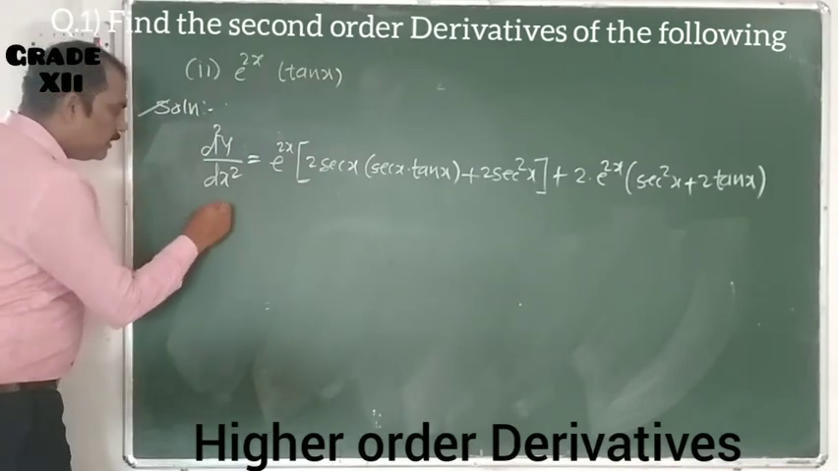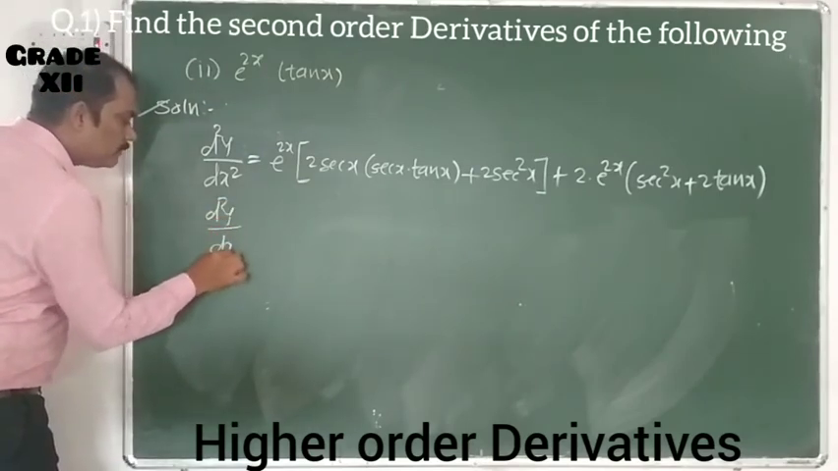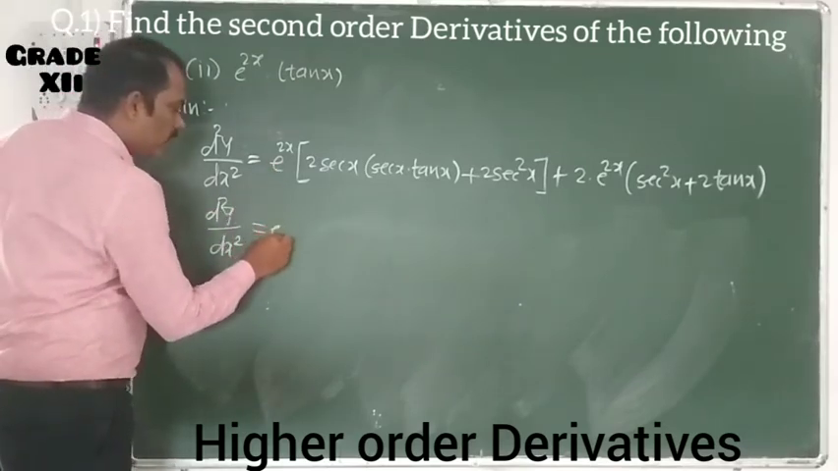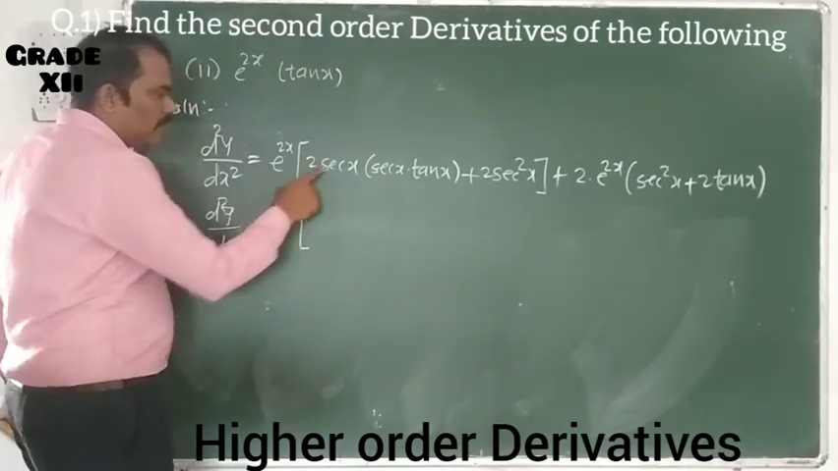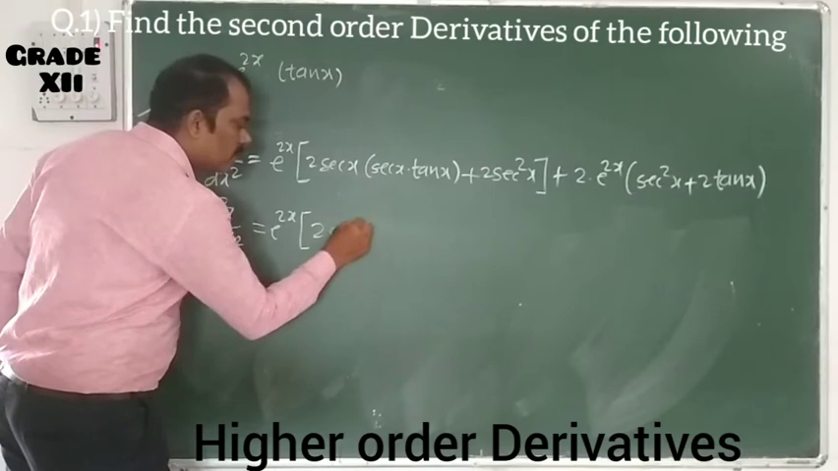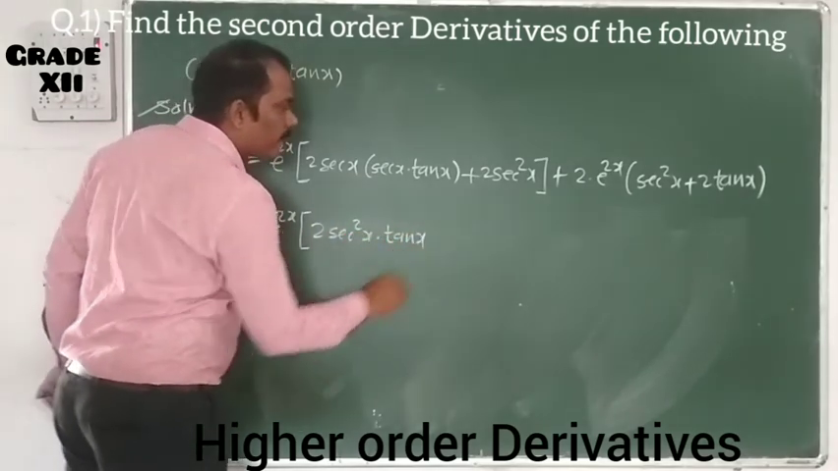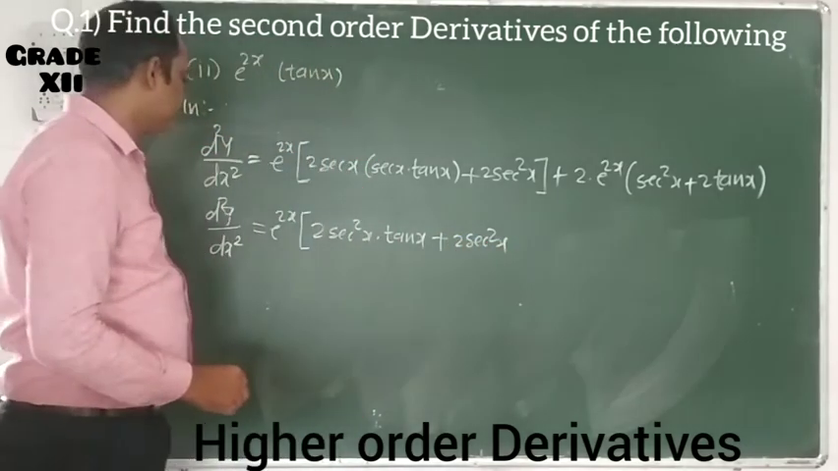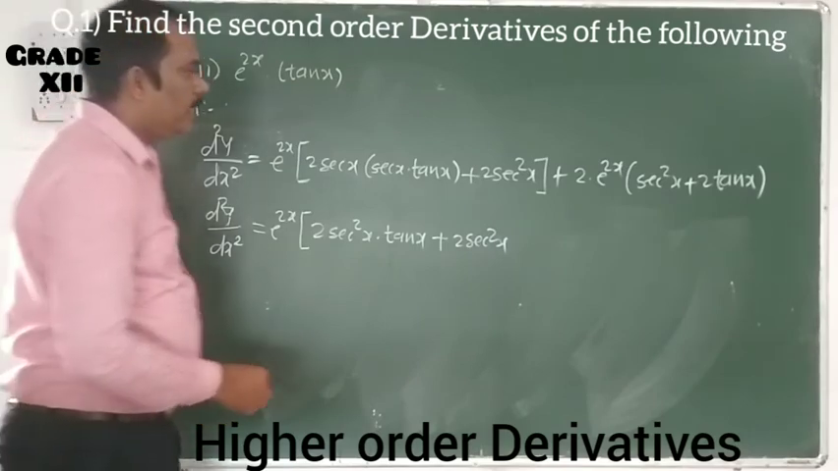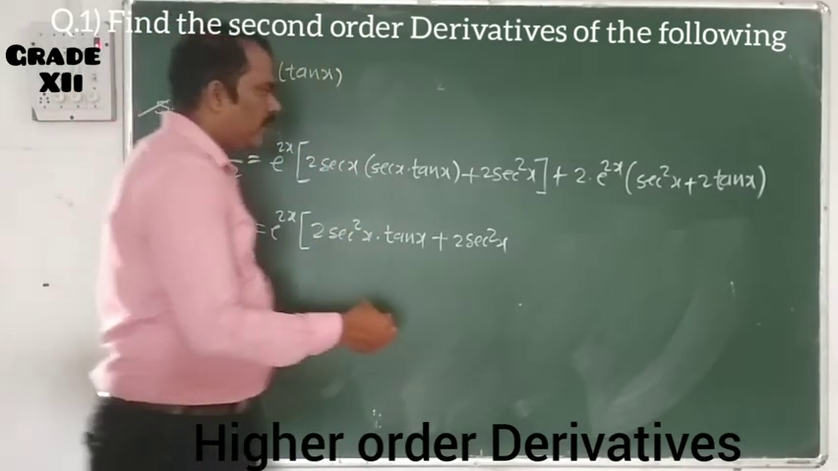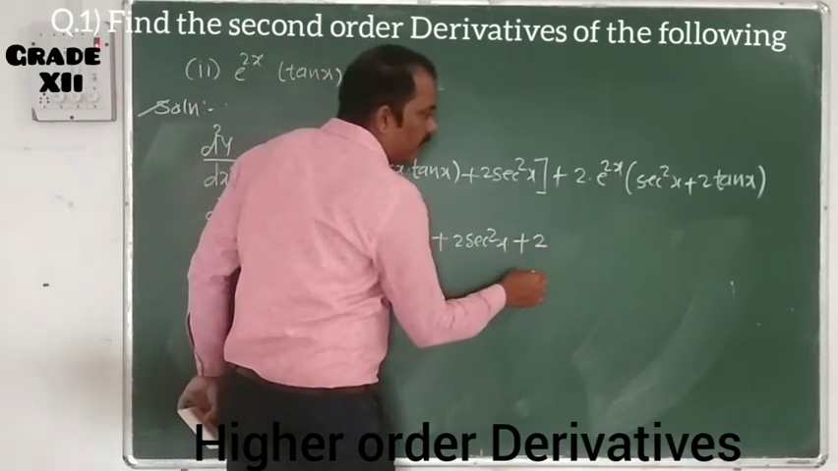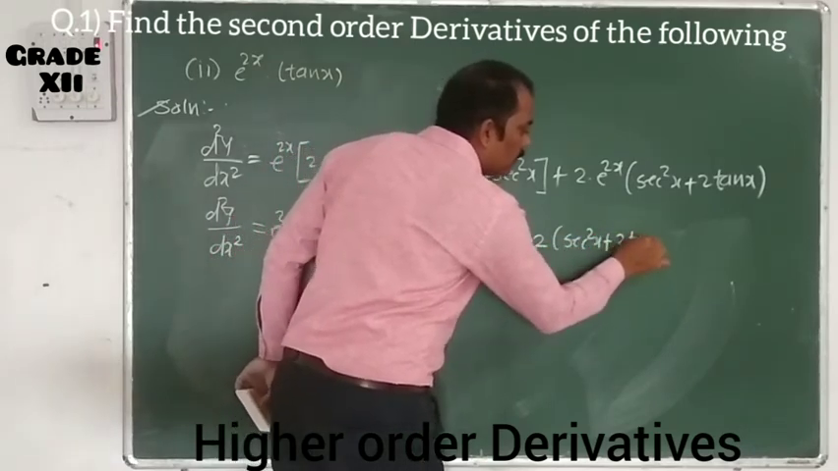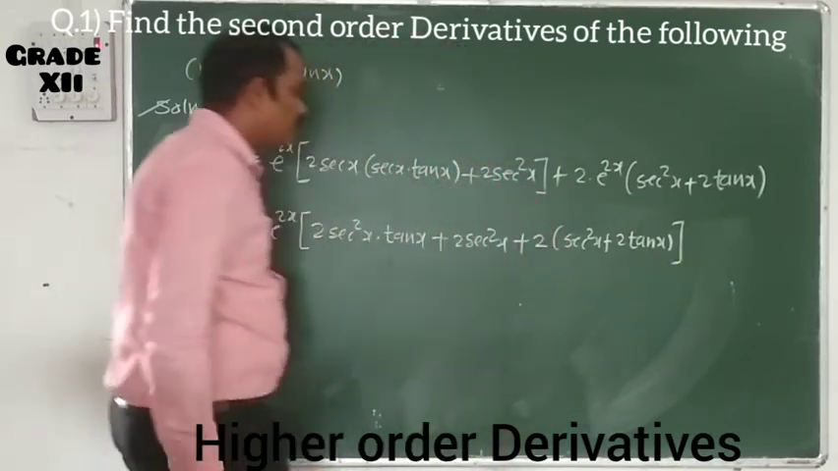So what we have to get: d2y by dx square is equal to, we take e raised to 2x common, so e raised to 2x into, there sec into sec, that is sec square x, that is 2 times sec square x into tan x plus 2 times sec square x, plus 2 into bracket sec square x plus 2 times tan x.